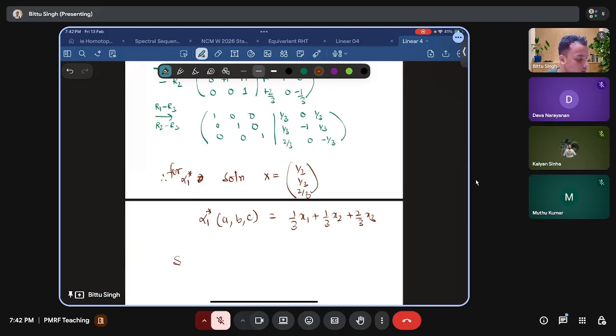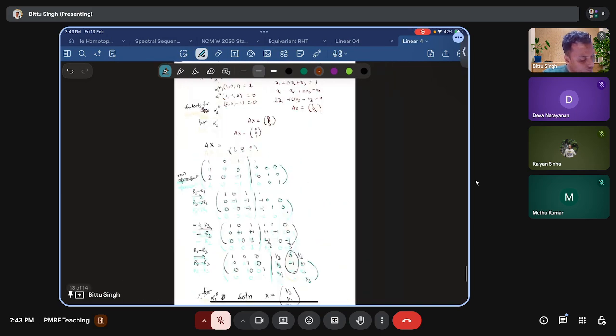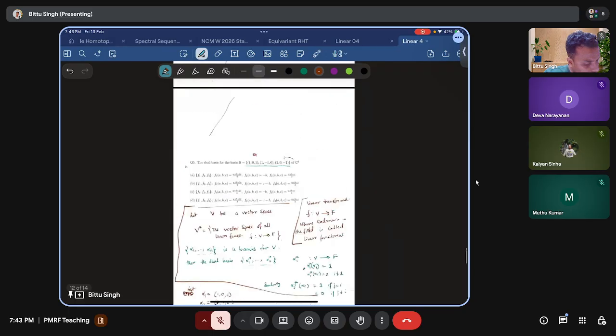Similarly, if we use the second column, then we get alpha 2 star (a, b, c) is 0 x1 minus x2 plus 0 x3, which is minus x2, and alpha 3 star (a, b, c) is x1 by 3 plus x2 by 3 minus x3 by 3. Like this. So let me compare with the question.